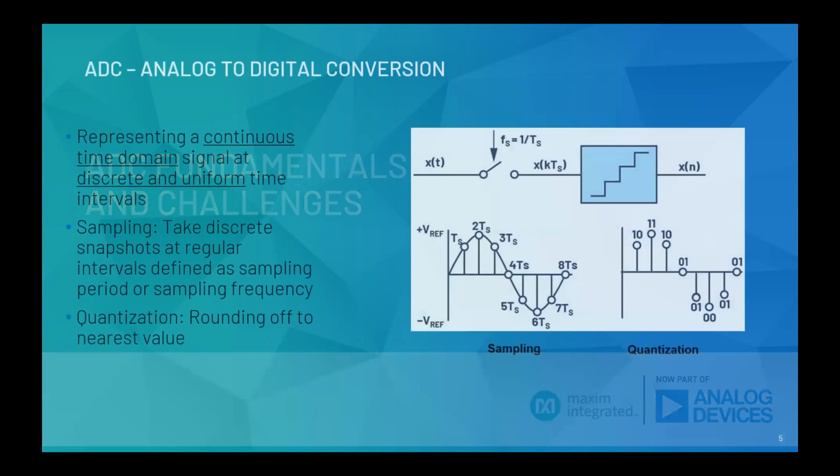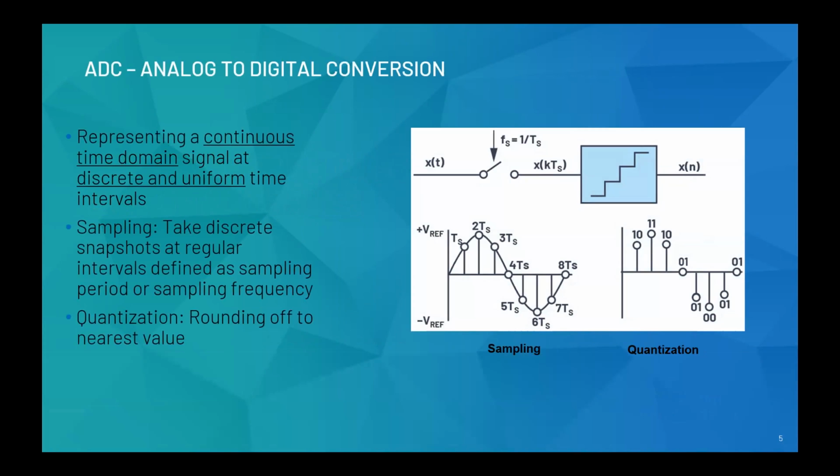So ADC, as I mentioned, is basically analog to digital conversion, which involves two steps: sampling and quantization. This conversion essentially represents a continuous time domain signal as a signal which is discrete, at uniform intervals.